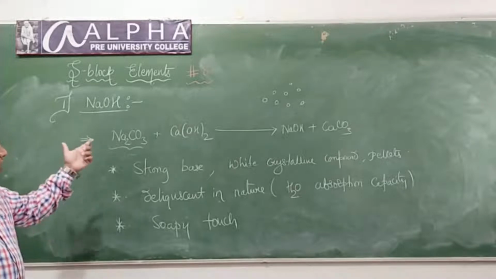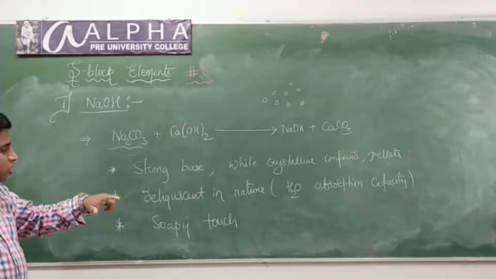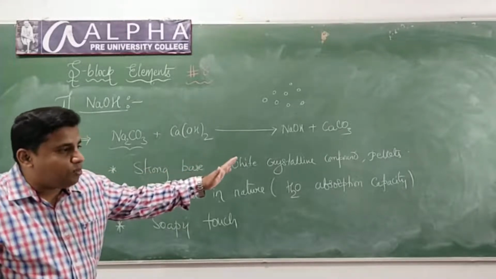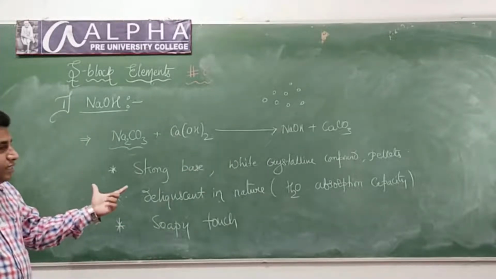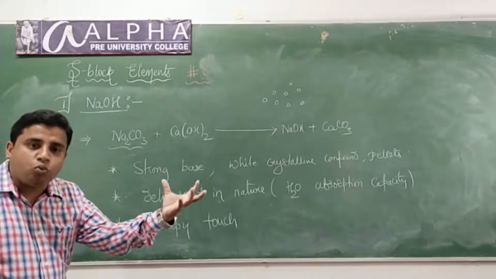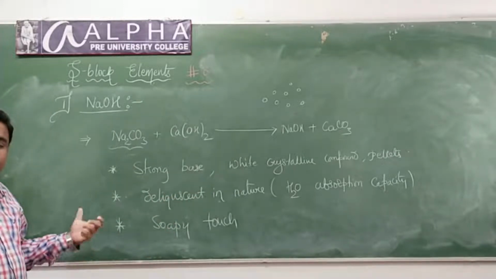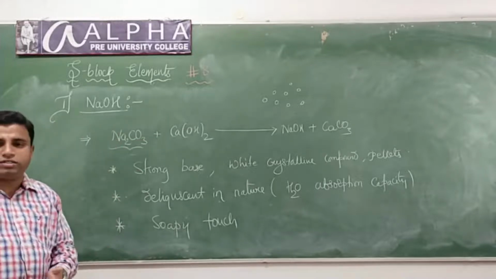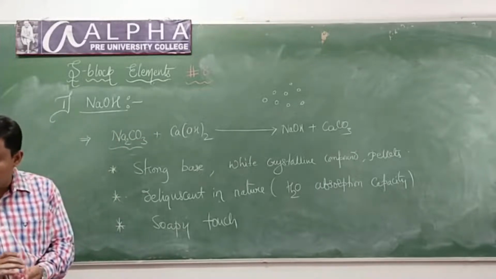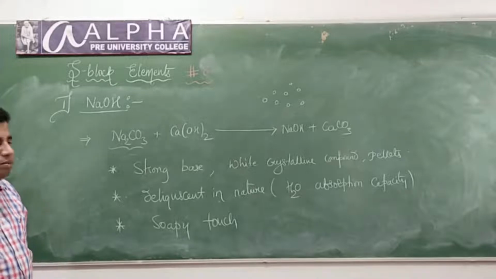So sodium hydroxide is a strong base. It's a white crystalline compound. It exists in the form of what? Pellets. It is deliquescent in nature, that means it has greater water absorption capacity. It has a soapy touch. These are all the physical properties of sodium hydroxide. Now, what are the chemical properties of sodium hydroxide?